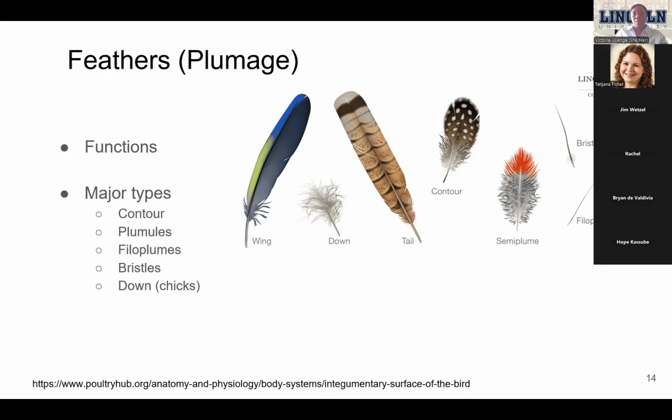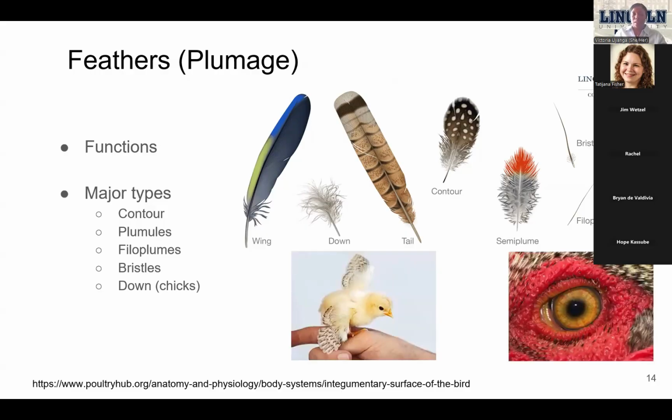So for the major types of feathers we come into, that would be the contour, the plumules, filoplumes, bristles, and the down feather. Most of their role is to provide a way of trapping air and insulating the bird. And for something like your day-old chicks, we have the down feathers, which help to conserve body heat and help with their thermoregulation.